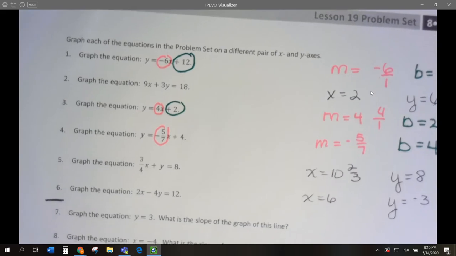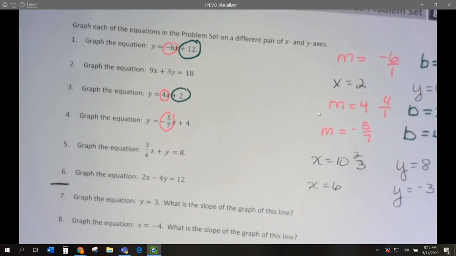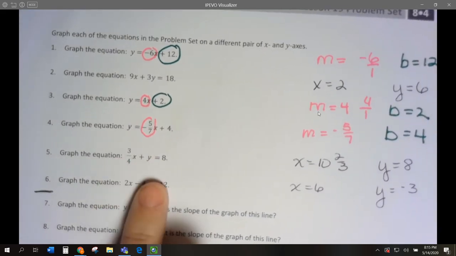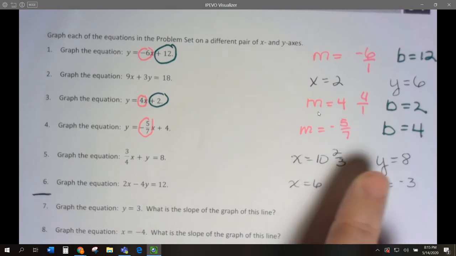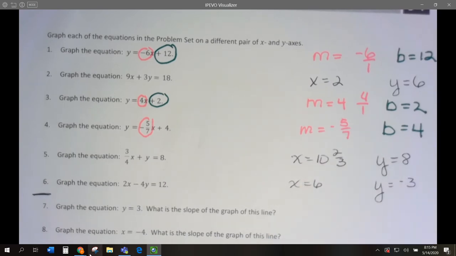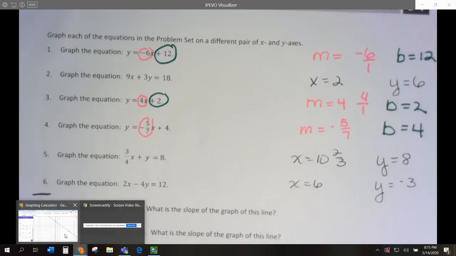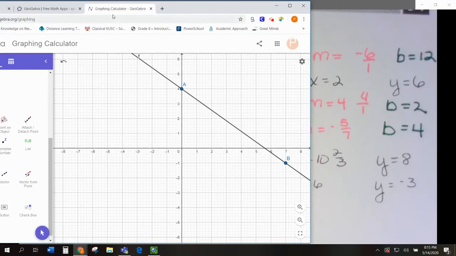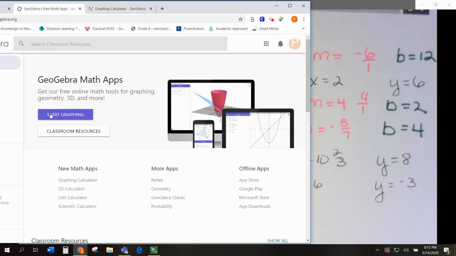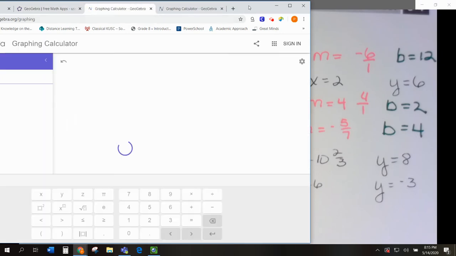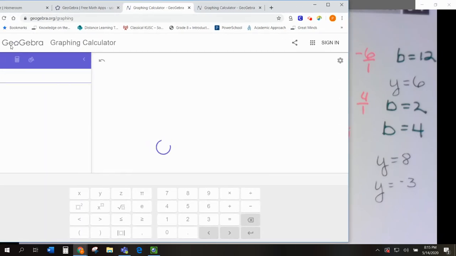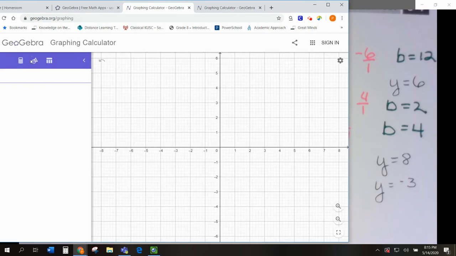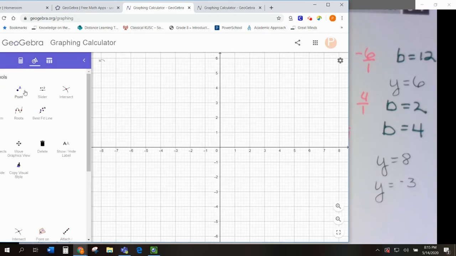For number 5, this is standard form, so we have our x-intercept and our y-intercept. Let's bring our graph back up. Let me minimize it a bit and get a new one. And let's do a point.